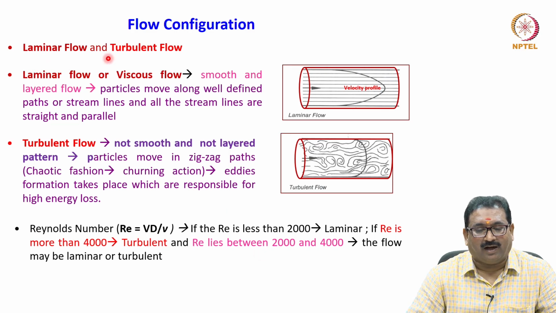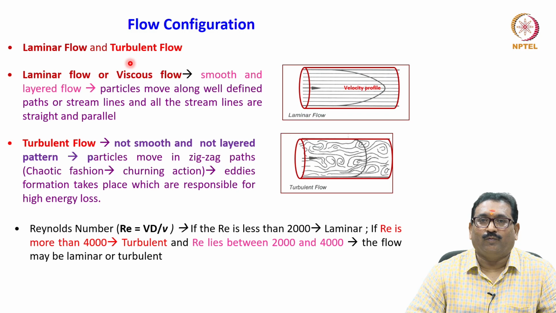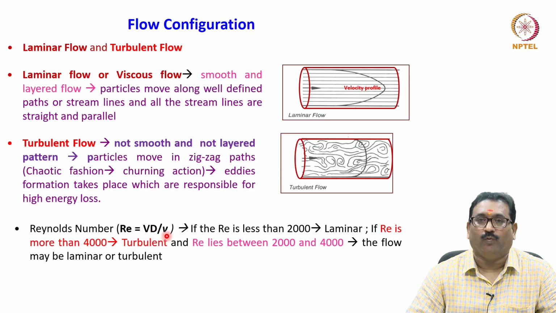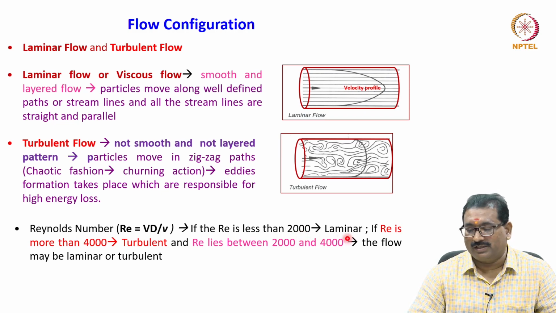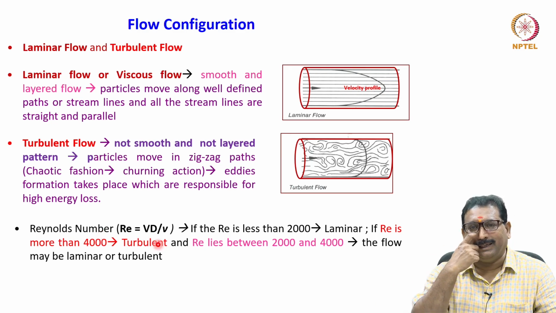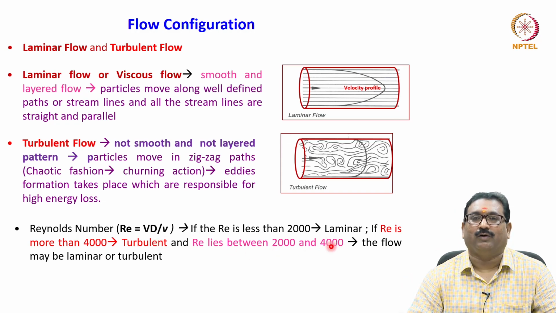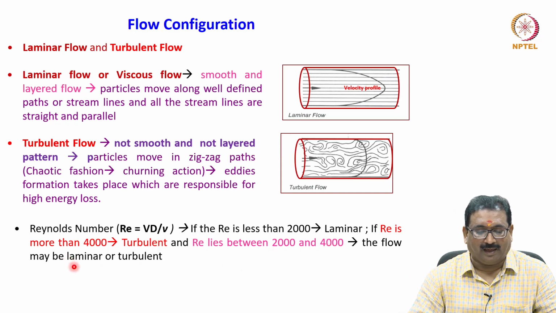But to understand laminar and turbulent flow, we must know one more term, which I will call the Reynolds number. Reynolds number Re equals V d by nu. If Re, the Reynolds number, is less than 2000, the flow is termed laminar flow. If Re is more than 4000, the flow is turbulent. If Re lies between 2000 and 4000, the flow may be laminar or turbulent.